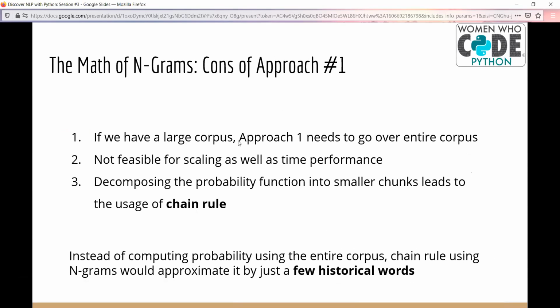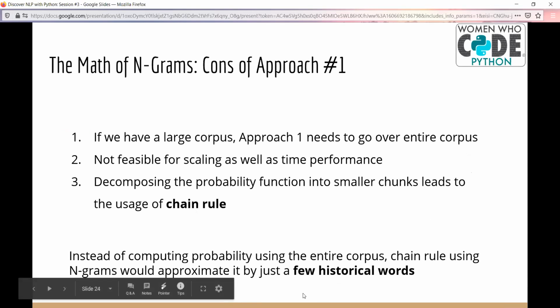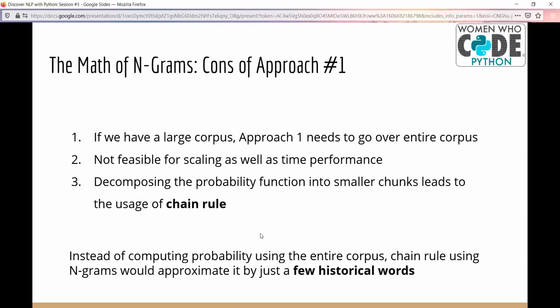So as I told you, this technique is not really efficient when we have a large corpus. A corpus is essentially a data set, and when we have a large data set, this would not work in the real world, because we have to go over the entire corpus again and again for a particular word. For calculating a particular probability, we have to take into consideration the whole history, and that's not feasible at all. To overcome that, there is another technique, and in that we make use of the chain rule.